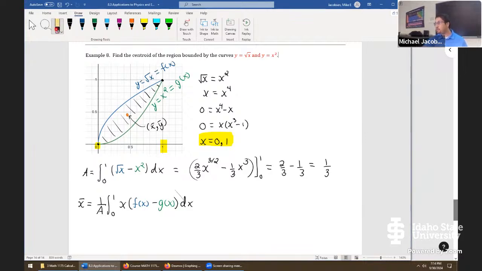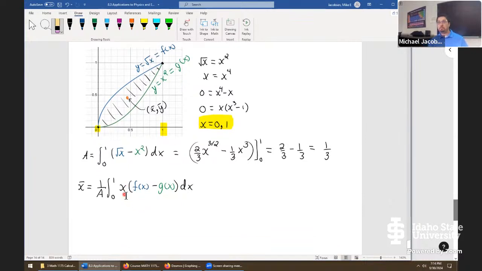Dx, and that's the x coordinate of our centroid. Good idea to copy the formula down right away, just like that, when you're learning the formula. That way you don't miss weird things like forgetting the x, the more and more you do that. But in this format, let's now plug in the actual functions.